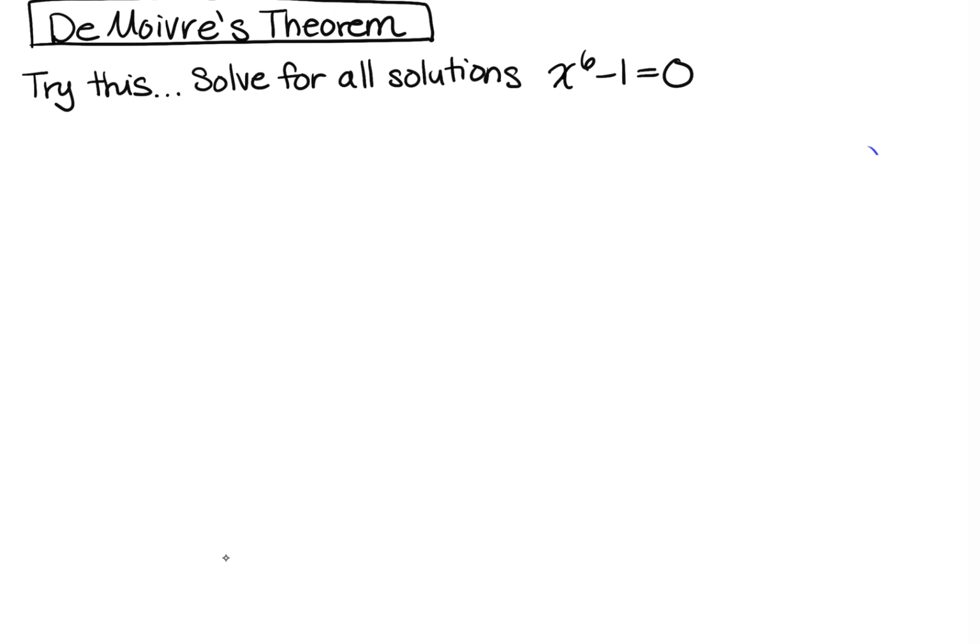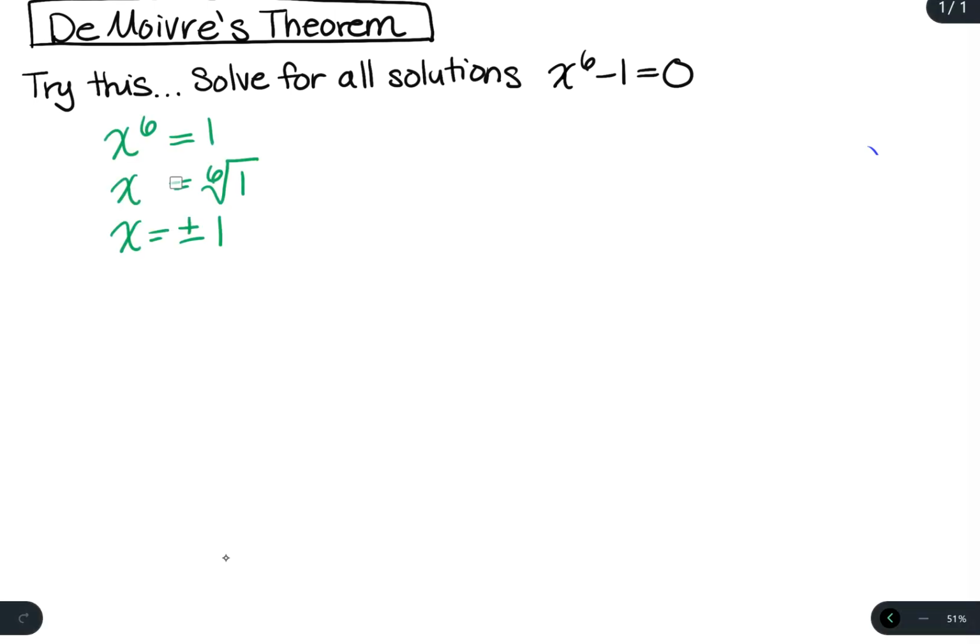Alright, so now that you've solved the equation, let's check your answer. So the most common answer that I see students give is this one right here. You add 1 on both sides, you get x to the 6th is equal to 1, and you take the 6th root and you get x is equal to plus or minus 1. Now this is two solutions.